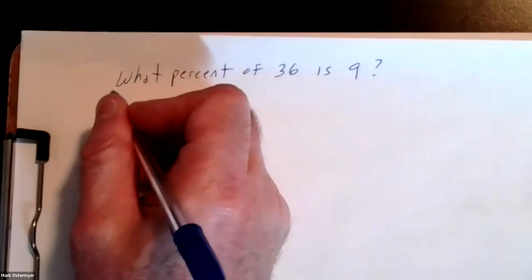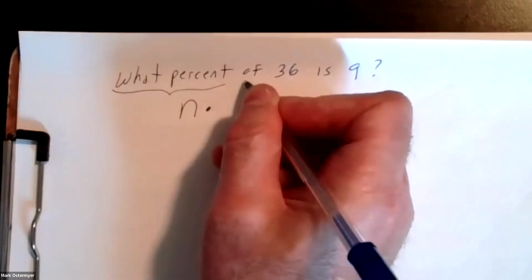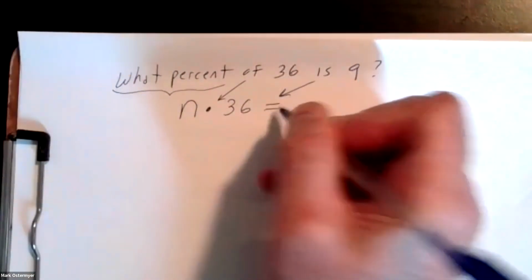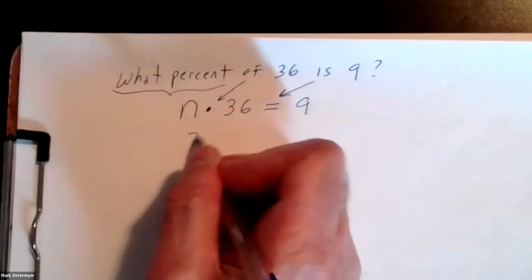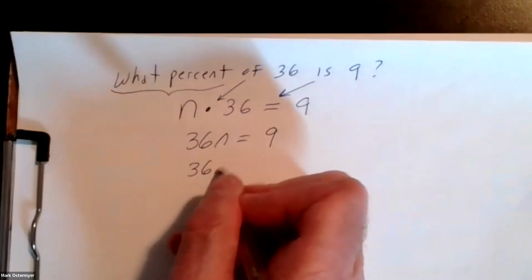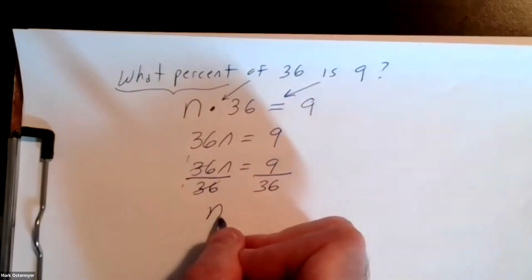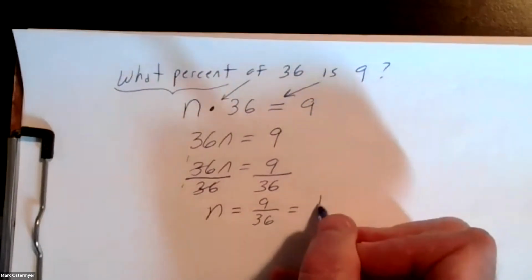Well, it's translated into an equation. What percent means unknown, n. Of means times. 36 is means equals 9. We have our equation. Now this is better known as 36n is equal to 9. So what do I divide both sides of this equation by to solve for n? 36. So we divide both sides by 36. The left side simplifies or reduces down to 1n or n. And the right side, 9/36, reduces down to 1/4.